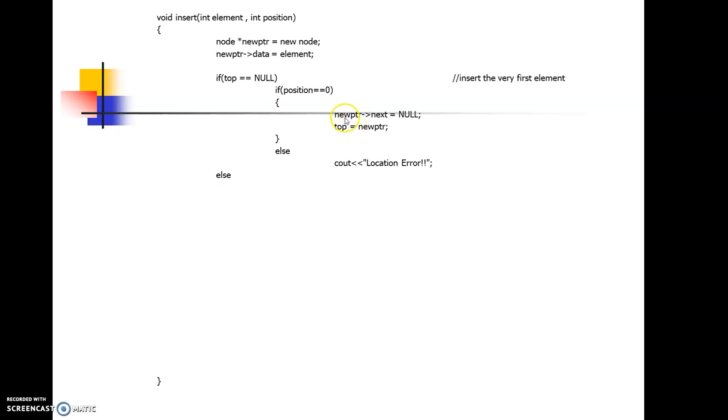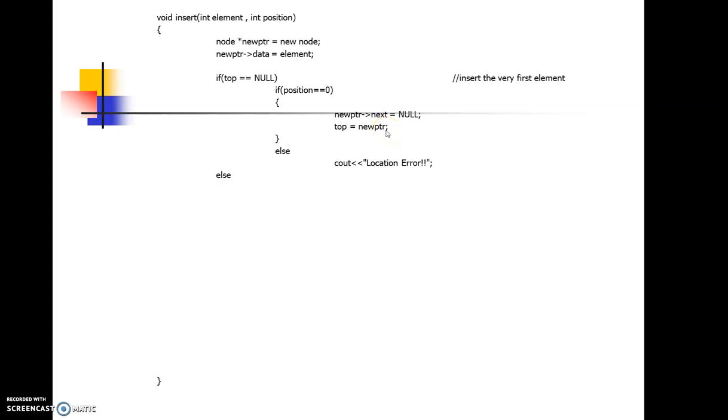What it tries to do is set new PTR's next part, which is the new element we reserved. The next part would be null, indicating this is the end because this is the very first item. I already have the data part over there. I'm saying that the next part is null. Now, all we need to do is make top equal to new PTR.